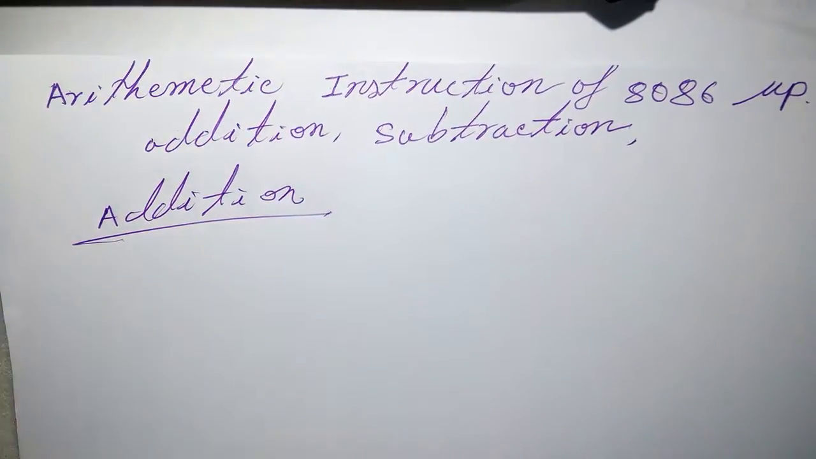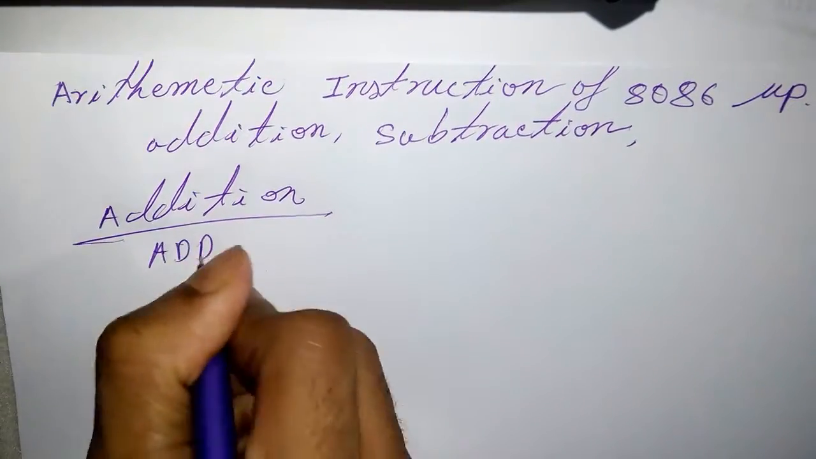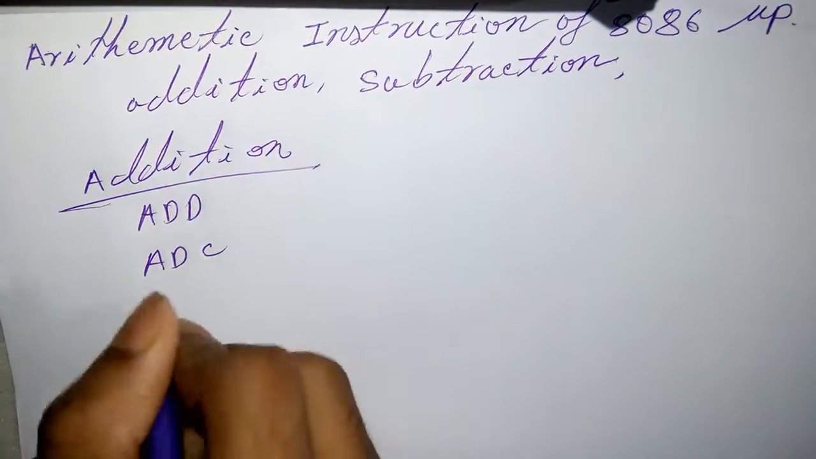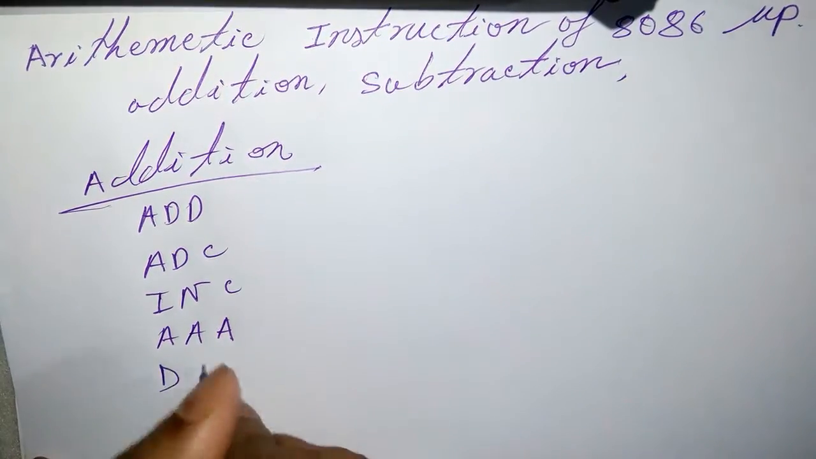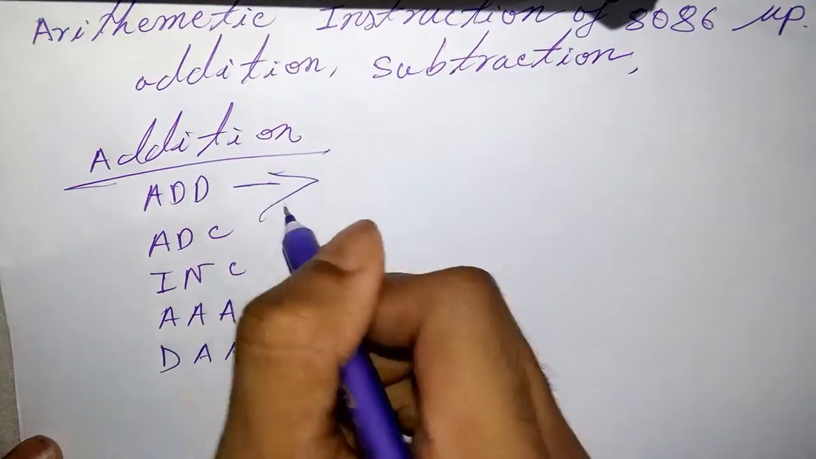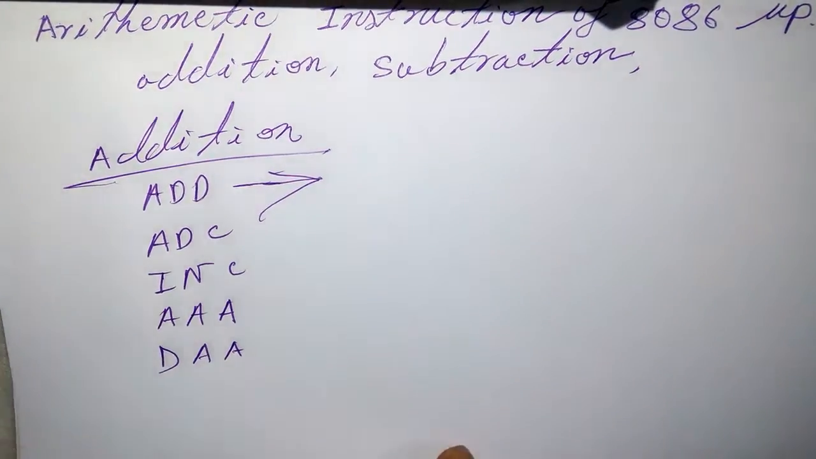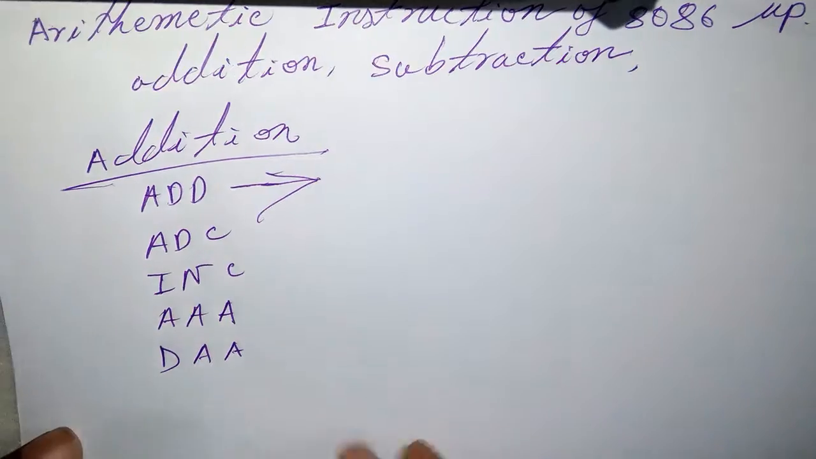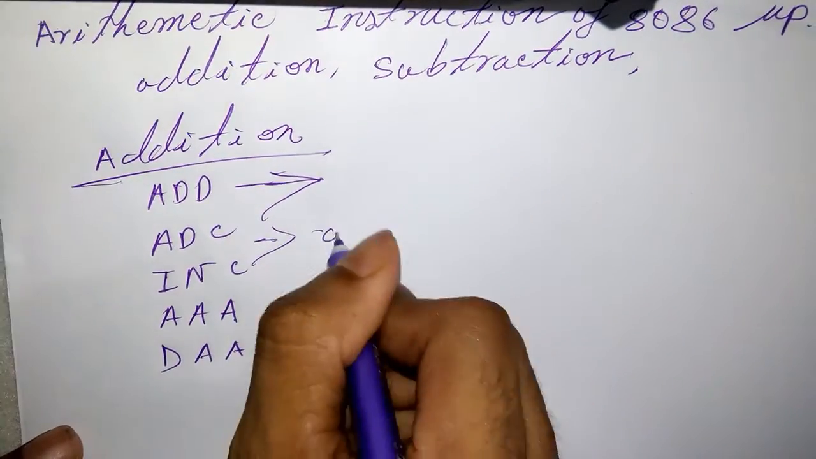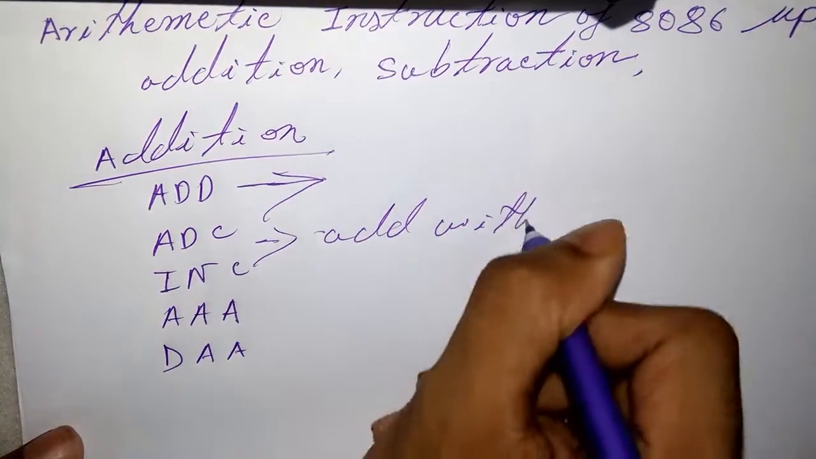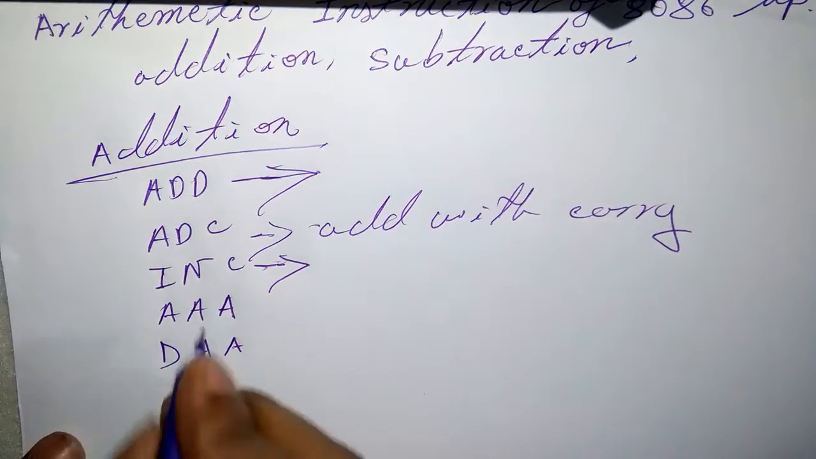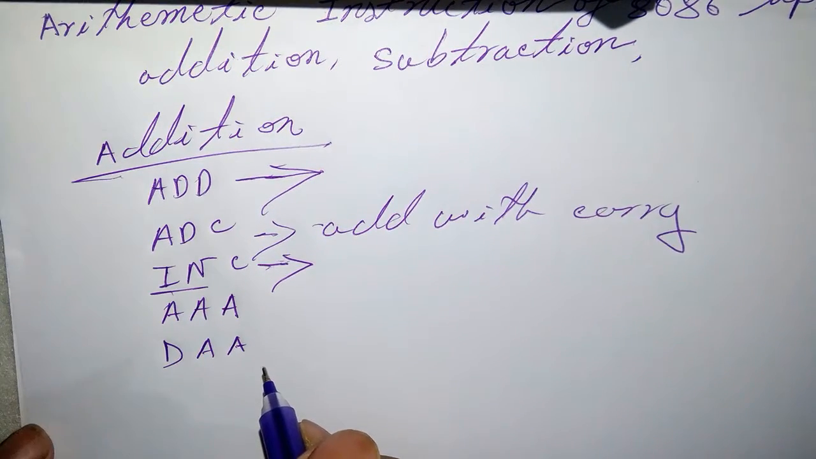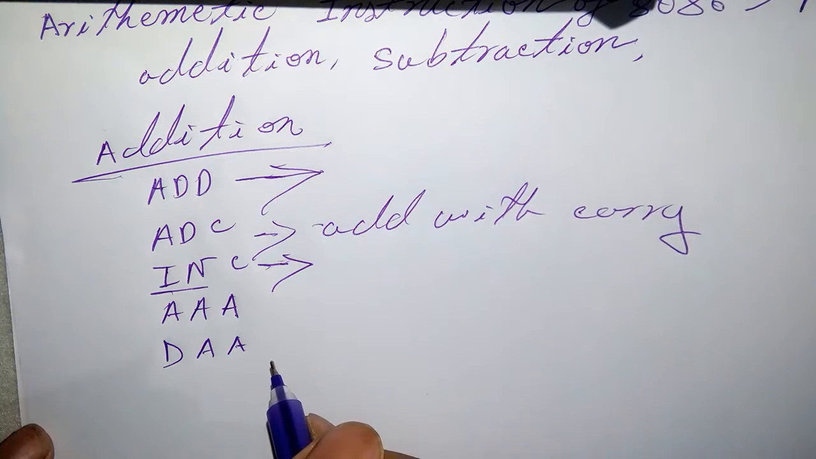In addition, we use instructions like ADD, ADC, INC, AAA, and DAA. First, ADD. Why do we use the ADD instruction? It is used to add the provided byte to byte or word to word. And next, ADC. ADC is used to add with carry. Okay. And next one is INC, used to increment the provided byte or word by 1.